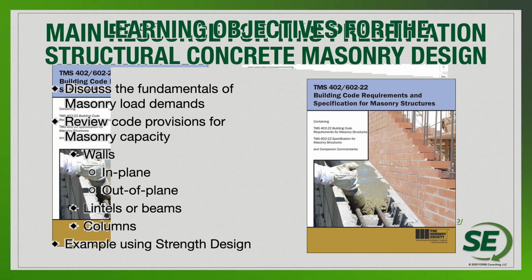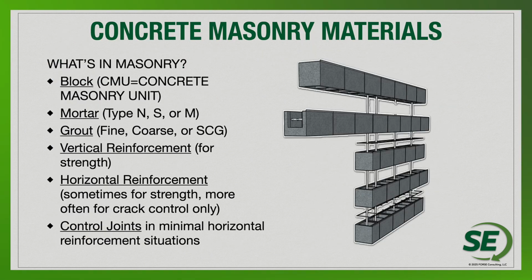What do we have within concrete masonry? We have different concrete materials. We have concrete masonry units. We have concrete mortar and concrete grout that's utilized for comprising the different concrete elements in a masonry wall. We also have reinforcement. We have vertical bar reinforcement that can help with the flexural capacity. We have horizontal joint reinforcement and horizontal bar reinforcement for both crack control and strength design.